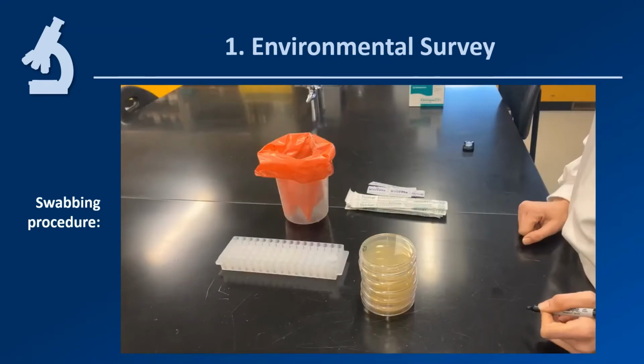The first exercise we're doing today is something called an environmental survey. So you probably know that bacteria are out there. They're basically everywhere we look, we seem to find bacteria. And so this is a way for us to test to see how many bacteria are found in different places and the diversity and variety that we might find.